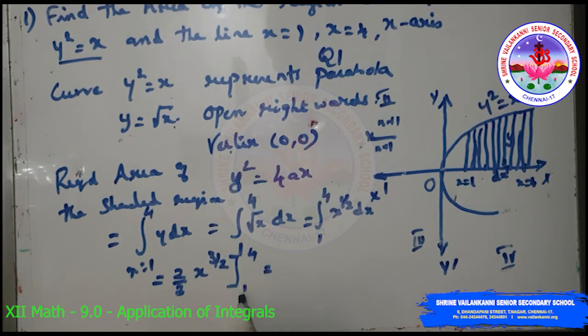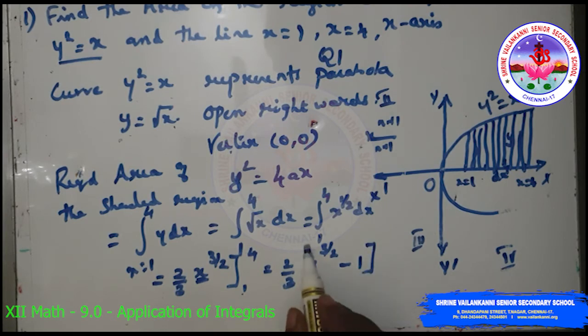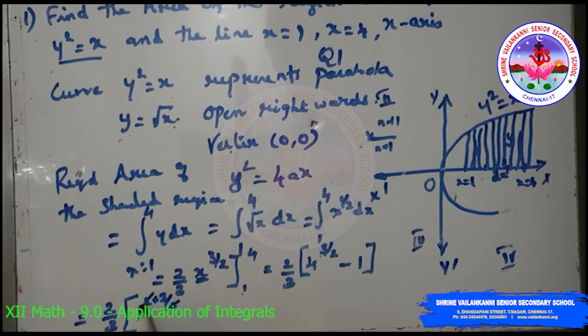So upper limit minus lower limit. So 2 by 3, we have to substitute the upper limit in x. So 4 power 3 by 2 minus lower limit is 1. So 1 to the power of 3 by 2, which is nothing but 1. So which is equal to 2 by 3. We can write 4 as 2 square. So 2 square into 3 by 2. So 2 and 2 will get cancelled, minus 1. So which is equal to 2 by 3. 2 cube is 8. 8 minus 1 is 7. So which is equal to 14 by 3 square units.